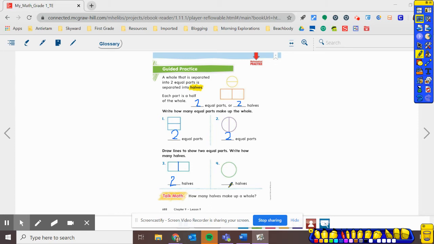All right, so you should have finished number 4 by now. So I'm going to draw a line straight down the center of my circle. I have two equal parts, but I could have also done it this way. So if you did it either of those ways, you are still correct. There's more than one right way. And then I can see that I have two equal parts, or I also say two halves. So I can write my 2 on the line.